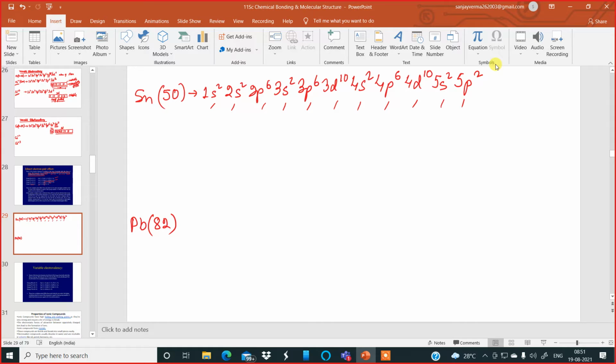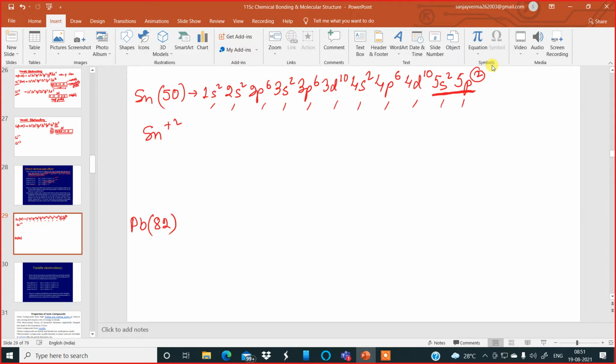Correct. It is 50. Now, if we remove 2 electrons from here, does tin become Sn2+ after the loss of these 2 electrons from the p orbital? Yes, sir. Now, after the loss of these 2 electrons, this is a subshell, no? 5s and 5p have the same principal quantum number. So it is still unstable.